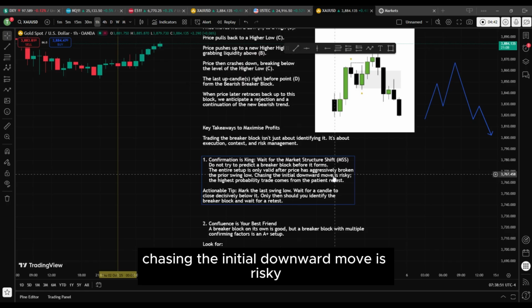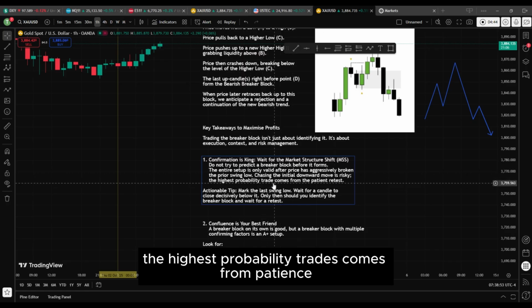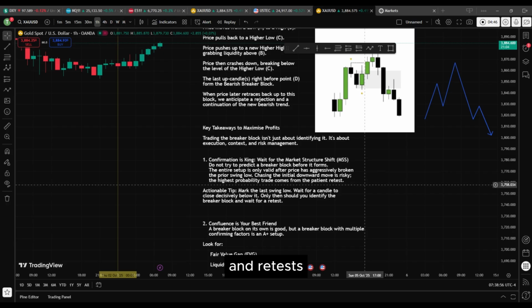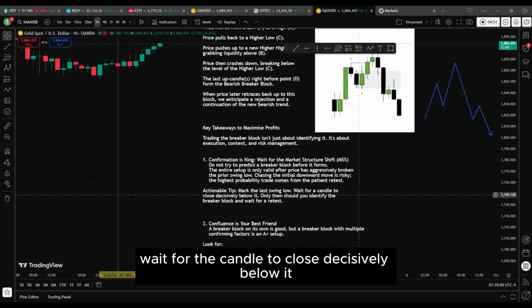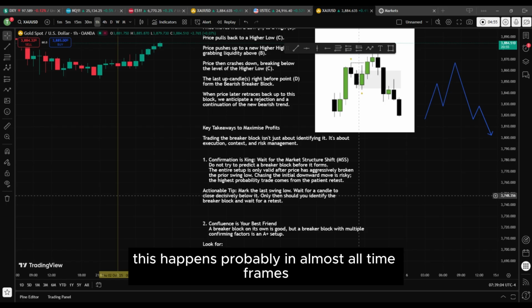Trading against the dominant trend is risky. The highest probability trade comes from patience and a retest. Actionable tip: mark the last swing low, and wait for the candle to close decisively below it. This happens in almost all time frames.